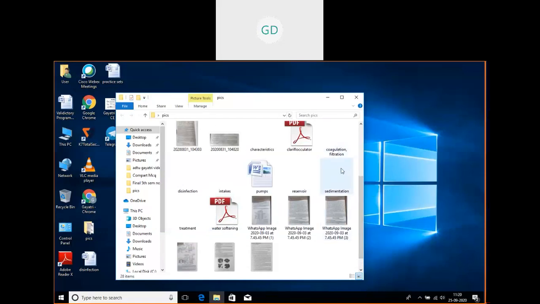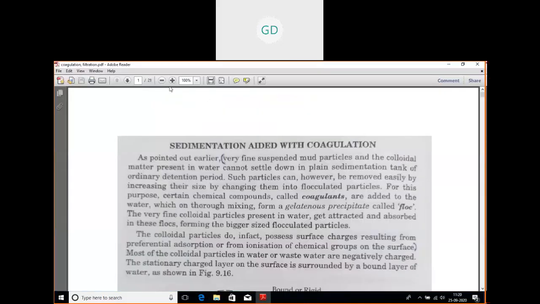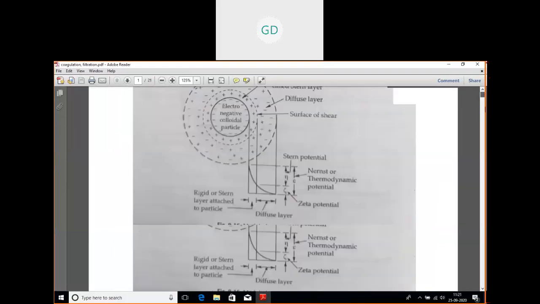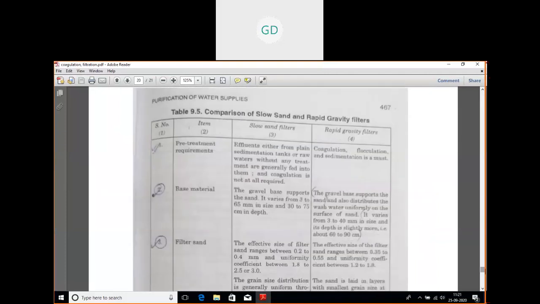What were we doing last? Okay, I guess we have completed the differences between slow sand and rapid sand filters. Am I correct? For your last class, did we do this one comparison of slow sand and rapid gravity filters? Yes or no?